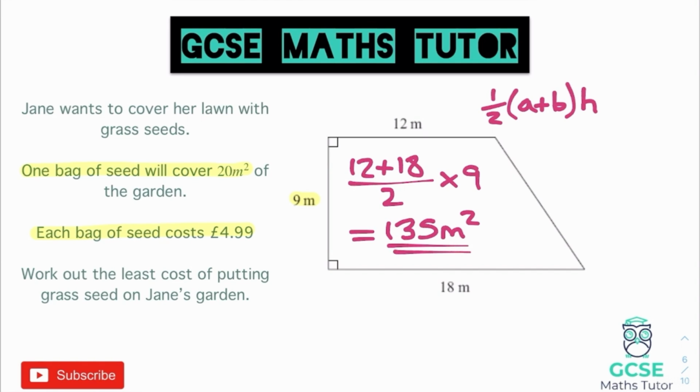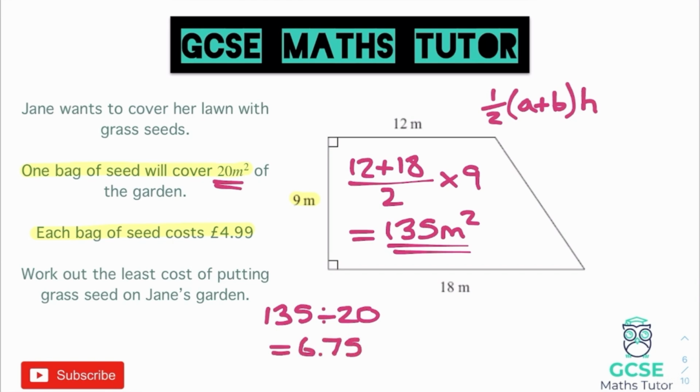So now we have the area, we need to work out how many bags of seed she needs. Now it again said that one bag of seed covers 20 metres squared. So we would need to do 135 and divide that by 20. Now again, if you do that on the calculator, or you could just count up in 20s, but if we do 135 divided by 20, we actually get the answer 6.75. So we know that we have to get 6.75 bags.